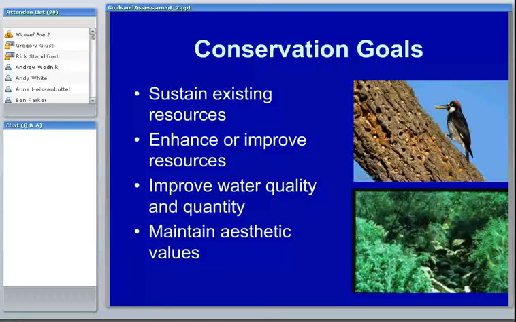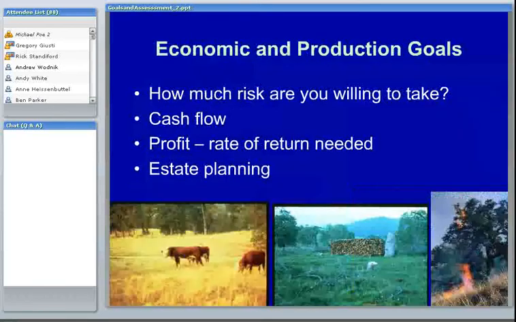Improving water quality and quantity. Royce Larson from Cooperative Extension will be talking quite a lot about erosion control, water quality and management goals next week, but that may be something that's important to you. Aesthetic values may be an important thing for you to consider, especially those of you who are considering recreational enterprises, or it's really important to you and your family. Certain things really appeal to your sense of aesthetics. I think those are important things to consider.